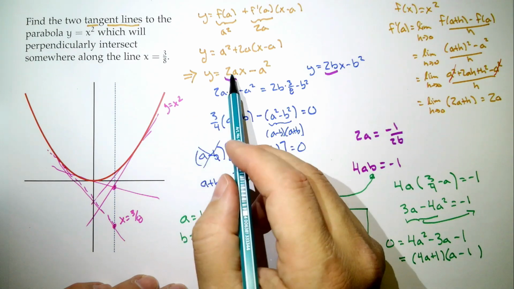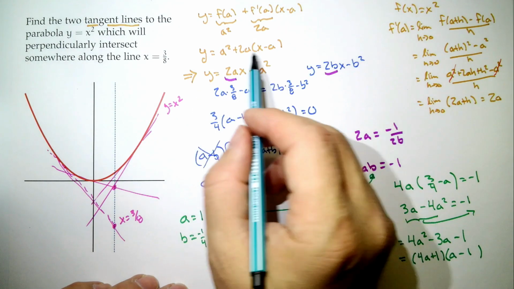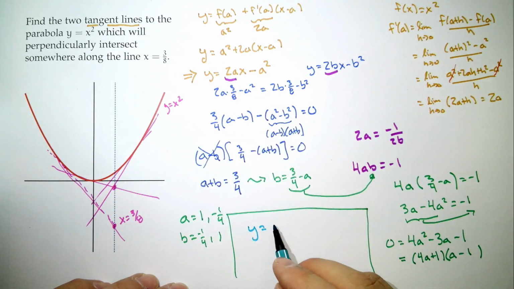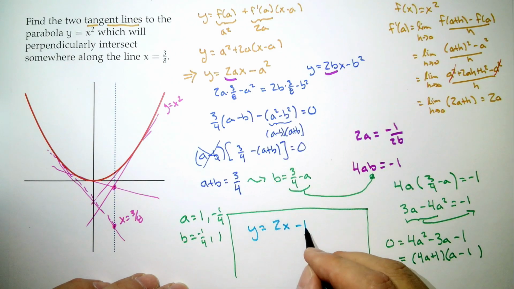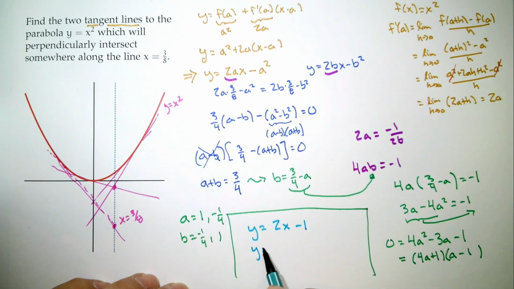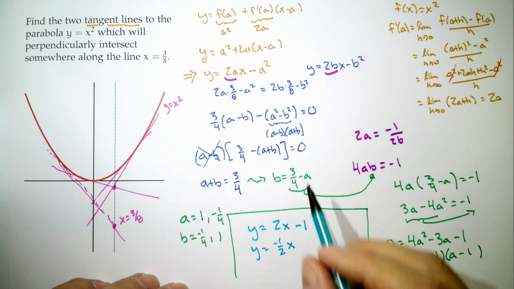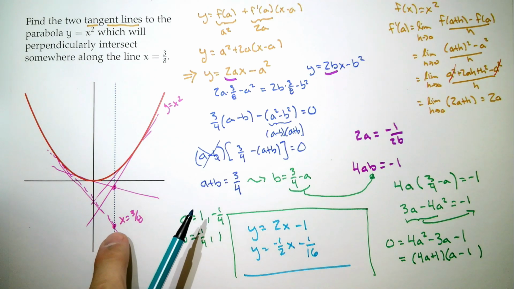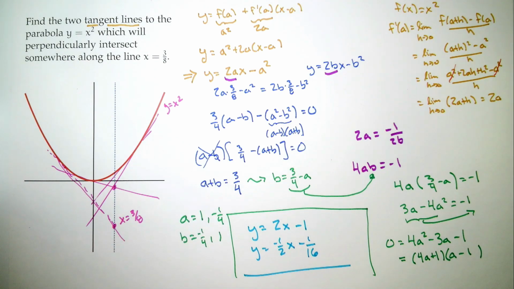We plug these back in. So for example, I take A equal 1, I can plug it into my generic tangent line. I'll get y equals 2 times 1 times x, known as 2x, and then minus 1. Or if I plug in negative 1/4, 2 times negative 1/4, well, that would be minus a half x, and then I'm going to have minus negative 1/4 squared. That's minus 1/16. And that's the answer. So those are the two lines. They're both tangent to the curve y equals x squared, and if you draw them, they are perpendicular to each other and they intersect on this line at x equals 3/8.